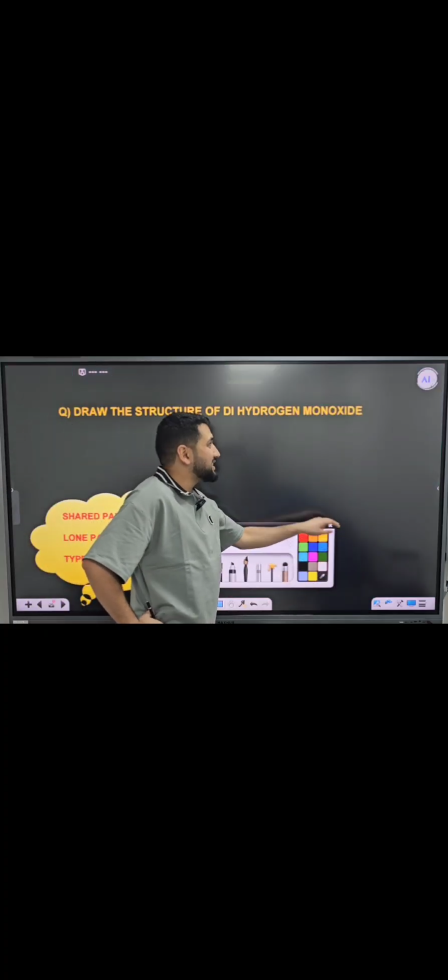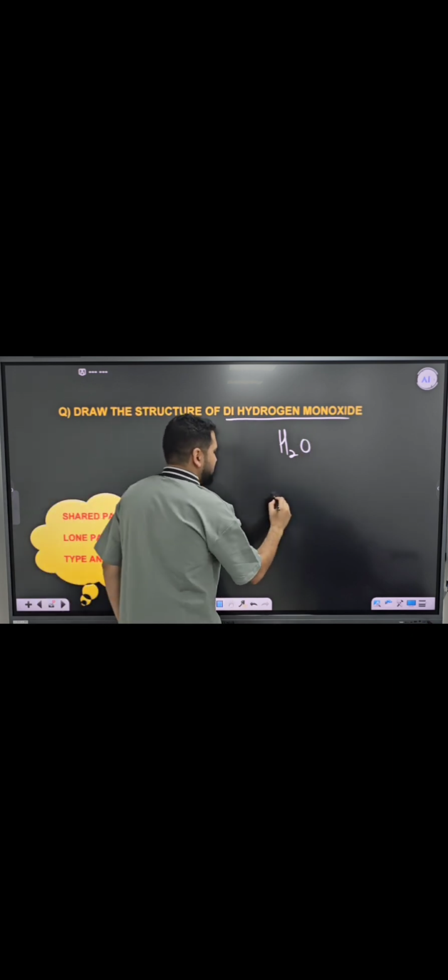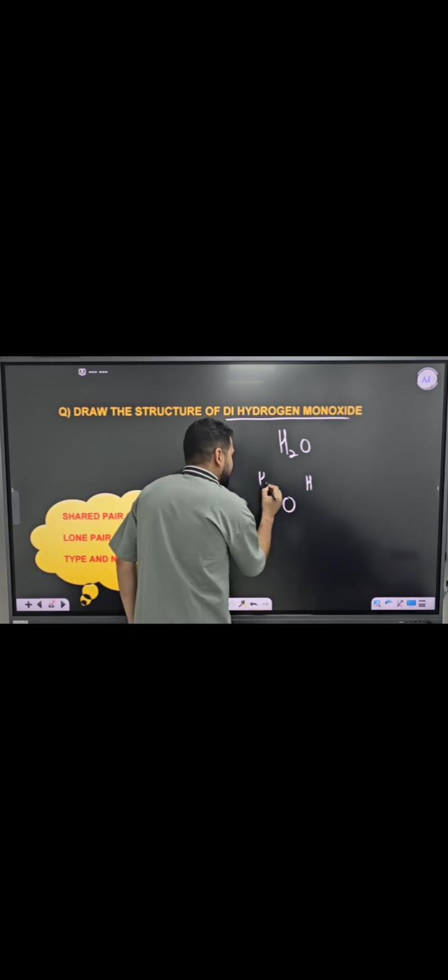Now, let's move ahead. Let's try to draw the structure of these molecules, these compounds. For example, we have dihydrogen monoxide. What is dihydrogen monoxide? H2O, right? How many hydrogens are present there? Can I say 2 hydrogens and 1 oxygen? This is 1 oxygen, this is 1 hydrogen, this is 1 hydrogen.